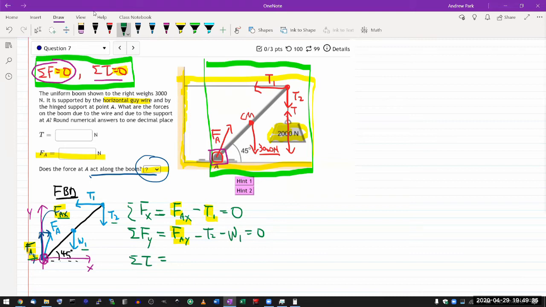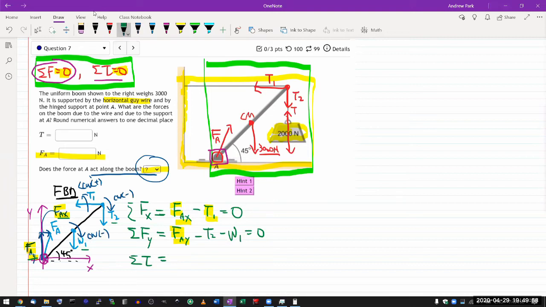I forgot to do this in step number three of the standard strategy. I should have labeled these forces as giving clockwise or counterclockwise torque. Let me make counterclockwise positive, clockwise negative. So I labeled them now. Let me copy them over.